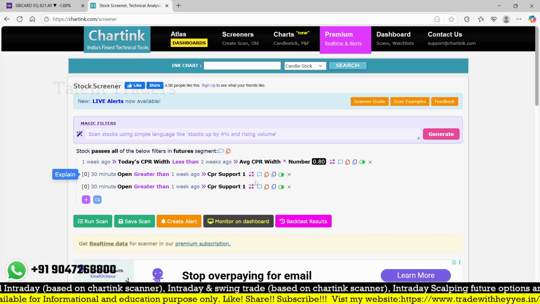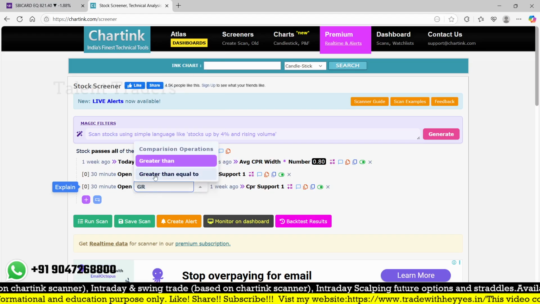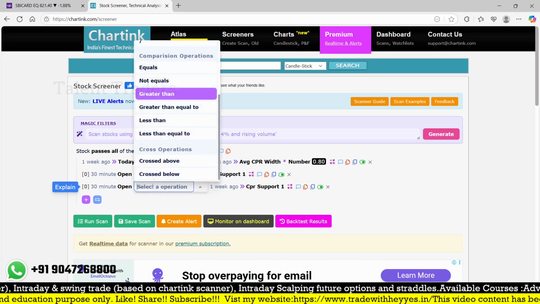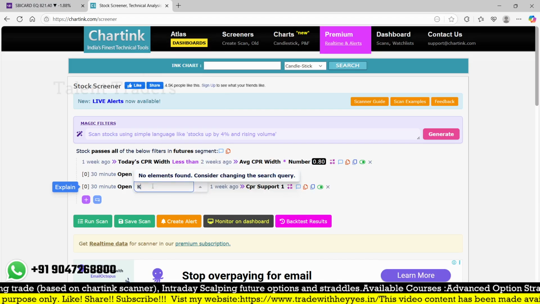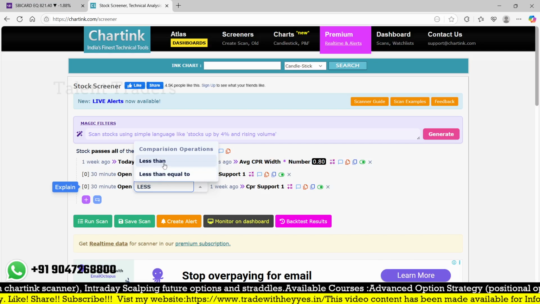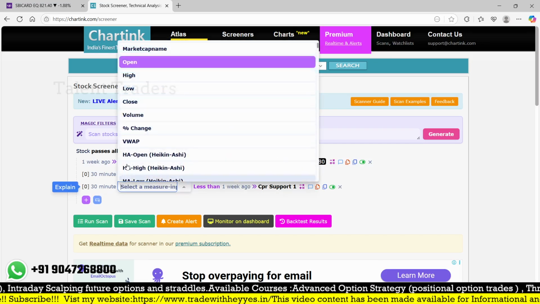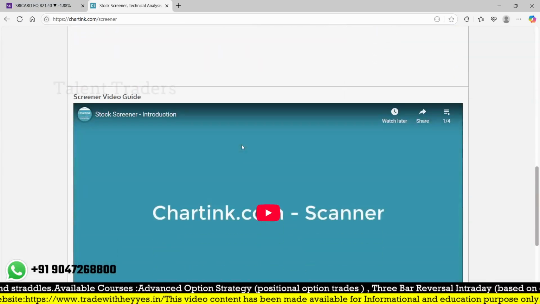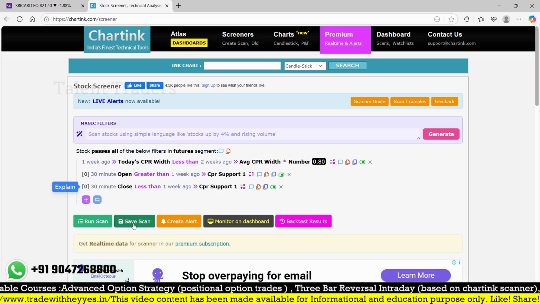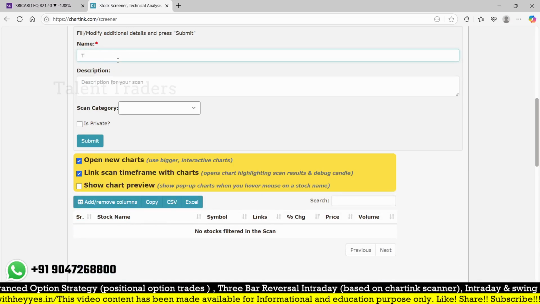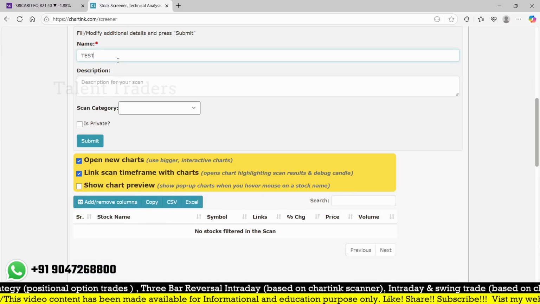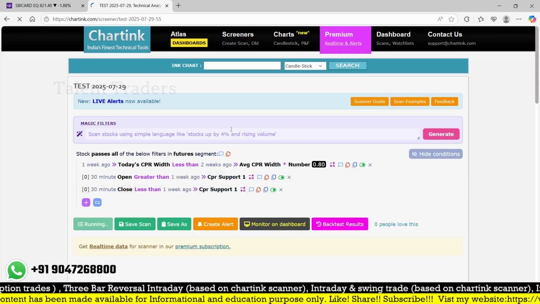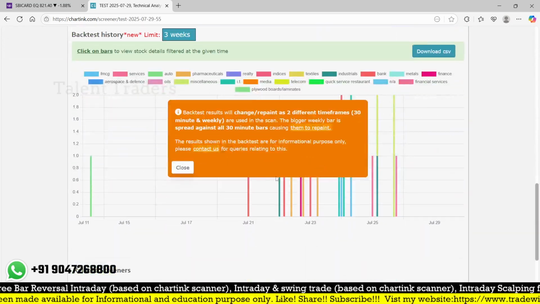So let me copy this line, and we should use, sorry, less than, so less than the close. And if I make this, we can't find any stocks. So let me save it to check the backtest. I'm saving it right now. So it will generate some backtest.